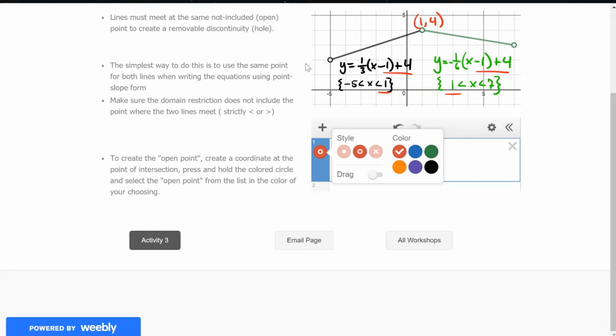Now the simplest way to do this is to use the same point for both lines when writing the equations in point slope form. Notice here I'm using 1, 4 for both of these, here for the x1 and y1 in both equations. And make sure that the domain restriction does not include the point where these two lines meet. Make sure that you're using strictly less than symbols instead of less than or equals. And then to create an open point, you're going to also need to include that coordinate at that juncture between them. So let's go ahead and take a look at a few examples of doing this.